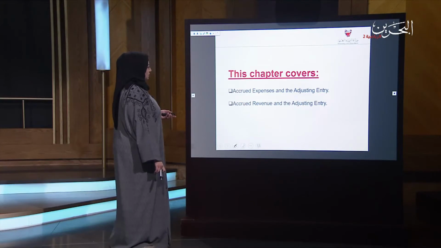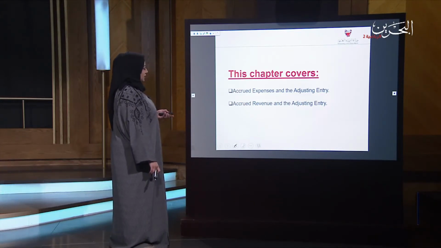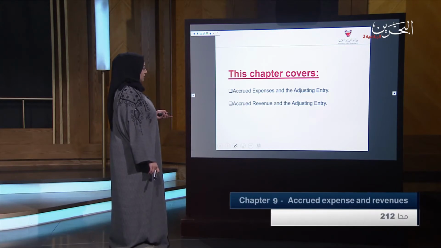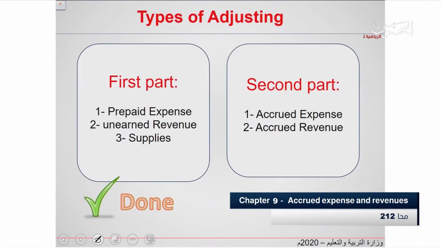Our subject is accounting 212, accounting 804. Our lesson today, chapter 9, accrued expense and accrued revenue. This chapter will cover two objectives. The first objective, accrued expense for the adjusting entries. The second objective, accrued revenue for the adjusting entries.